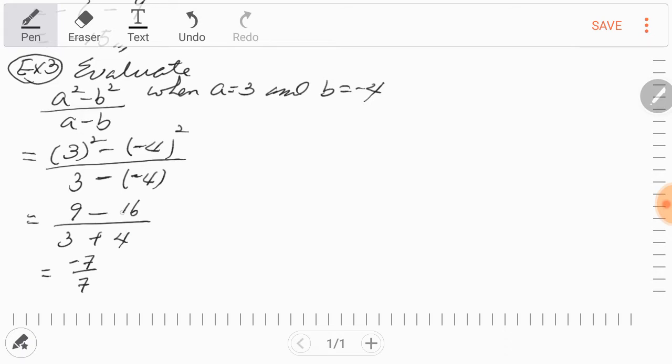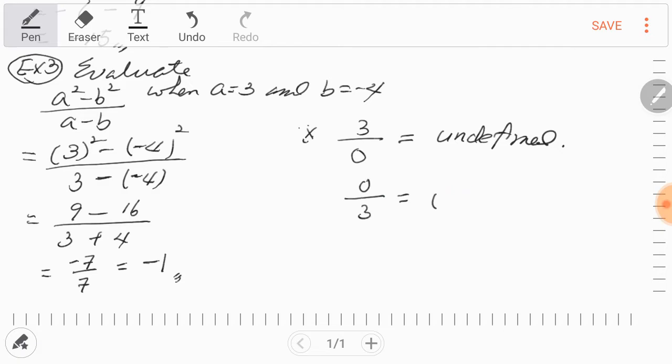The numerator is negative 7 over the denominator, which is 7. So this is equal to negative 1. Okay, here is a note. If the denominator becomes 0, then this is undefined, so we cannot actually find the value of this fraction. And if the numerator is 0, then this is 0.